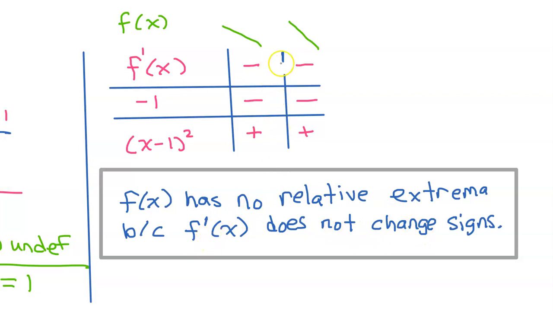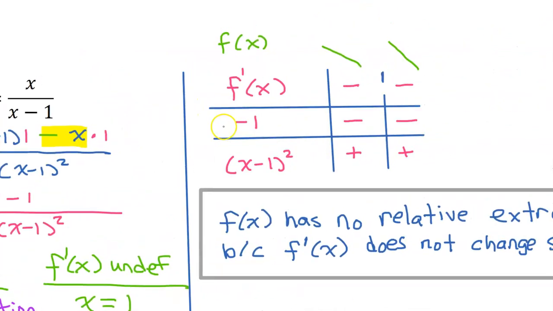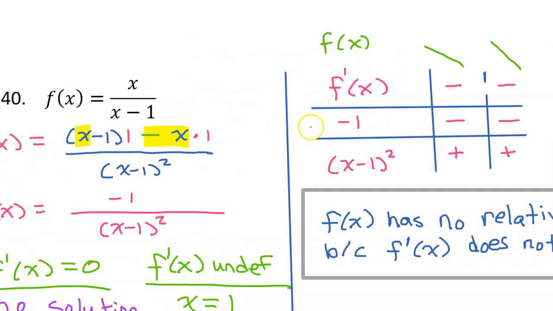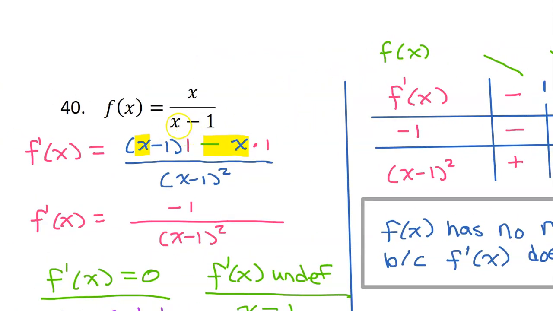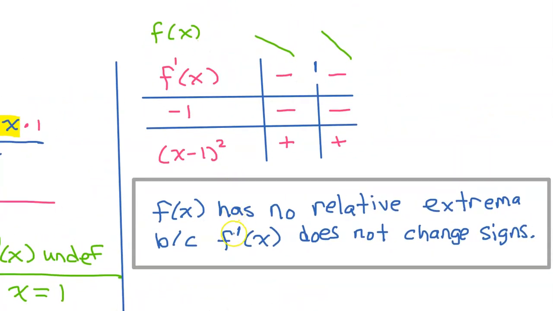One more thing. We knew, if you're paying attention, we knew from the start that you could not have a relative max or min at x equals 1 because that's where the original function is undefined. You can't have a max or a min where the function is undefined. So just another thing to watch out for.